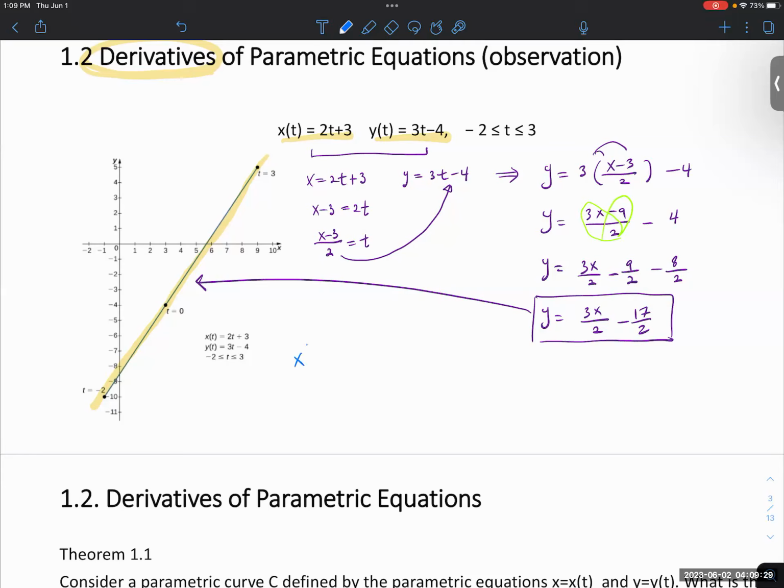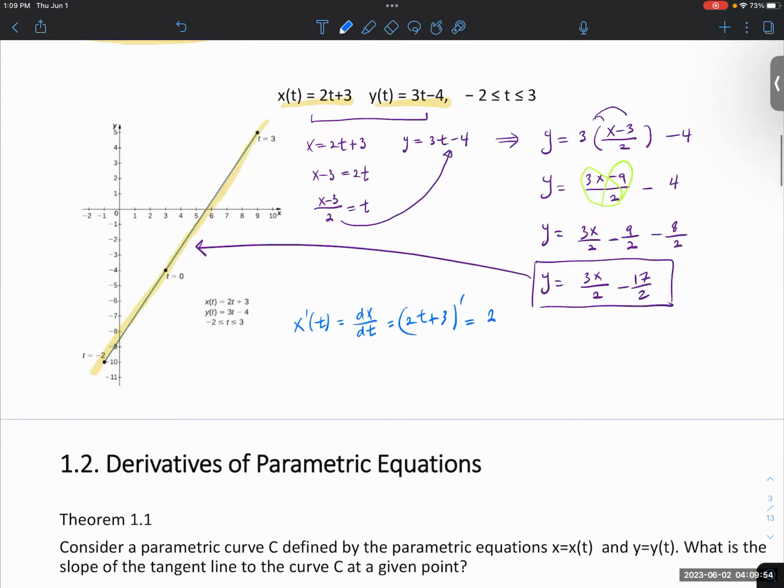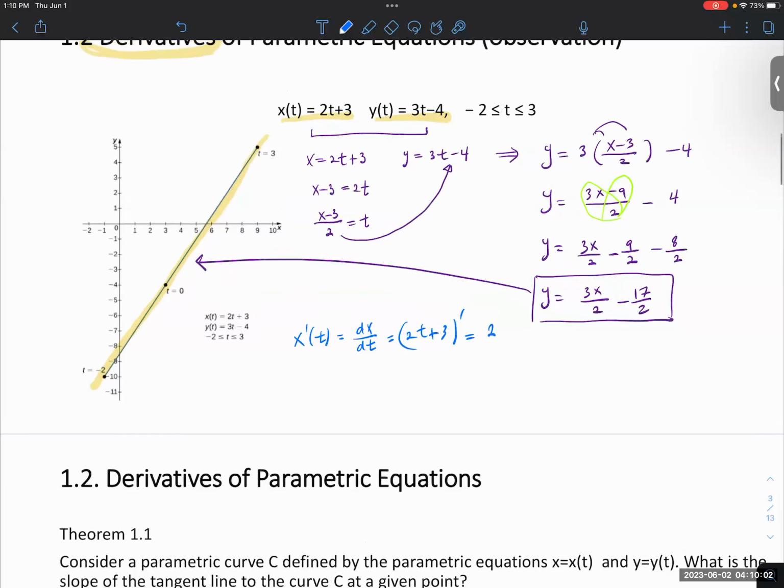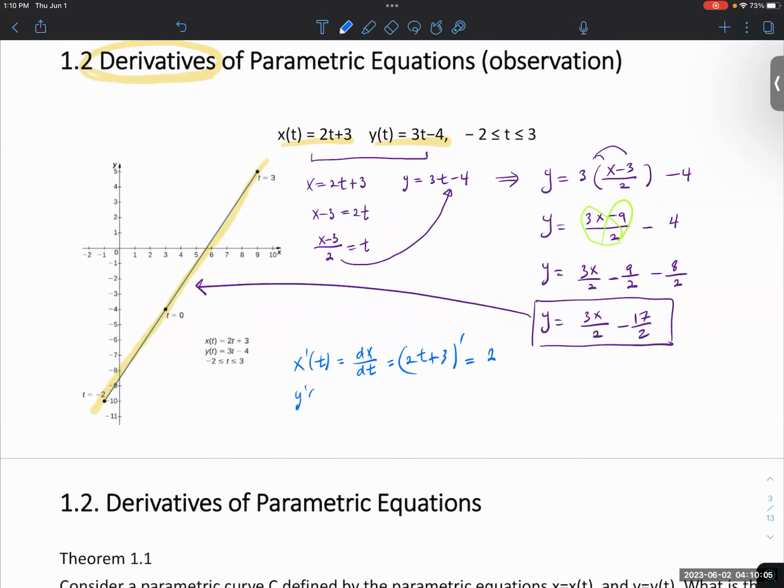So x prime of t: you are going to take the differentiation with respect to the t variable. So dx over dt of 2t plus 3. In other words, we take the derivative, and it is going to be 2. You know how to take the differentiation from Calculus 1. So x prime is going to be 2, because we are taking the differentiation with respect to t. So we got 2. And let's observe what you're going to get for y prime.